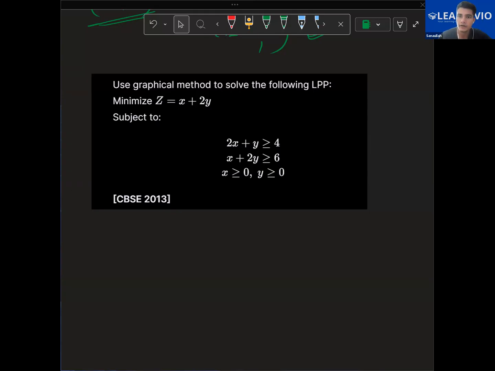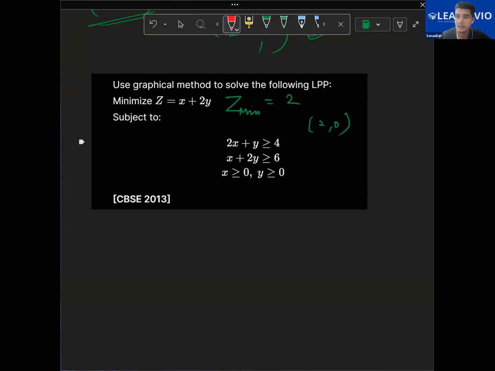You are getting 2, right? 2 as a minimum value. Z min is 2. And this is at point 2 comma 0. Is it right? Yes, sir.